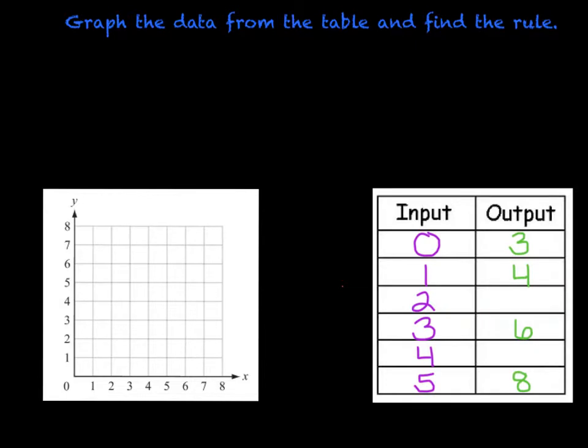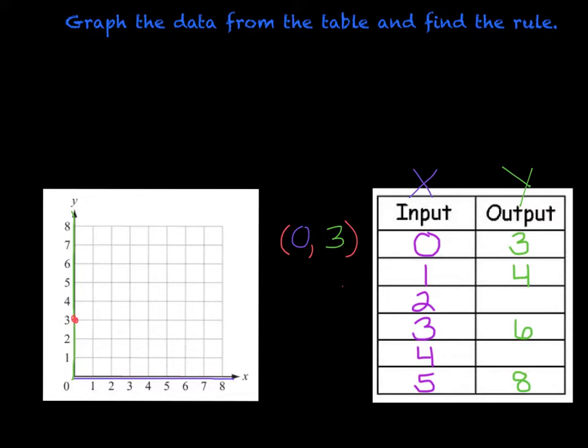As a reminder, our input is our x value and our output is our y value. The x axis is horizontal and the y axis is vertical. So when we have our coordinates, a reminder that our coordinates look something like this: the x value first, followed by the y value. So we can graph our points that we have information for. Let's go ahead and do that now.